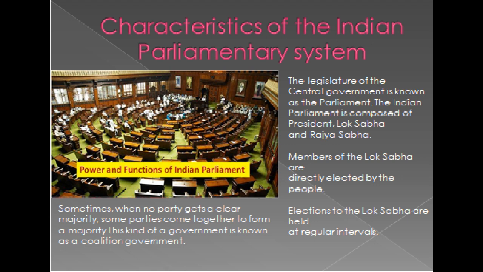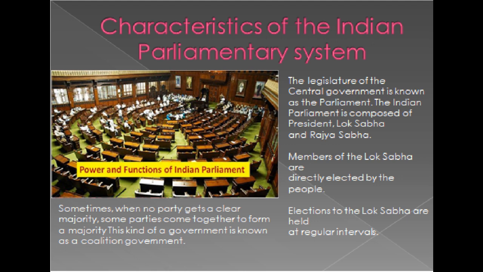Now the Indian parliament is composed of the President, Lok Sabha and Rajya Sabha. This is your first characteristic or the first feature. Now the second one: members of Lok Sabha are directly elected by people. So we just had elections, and people vote for the Lok Sabha. The number of members in the house is fixed. That is your second feature.